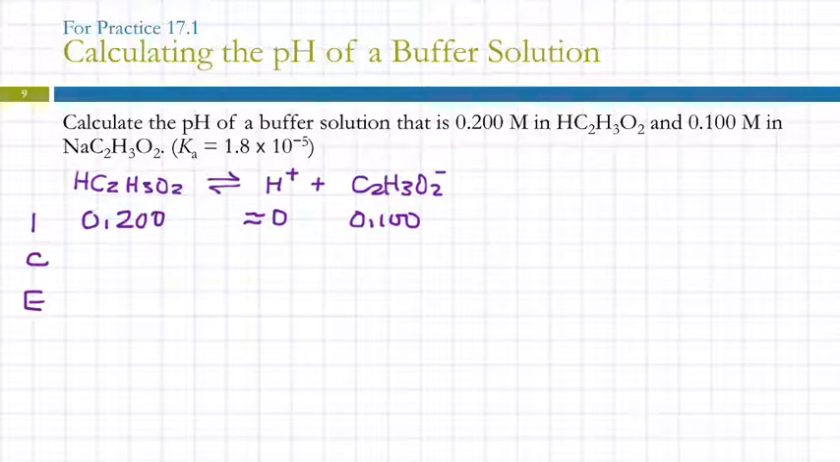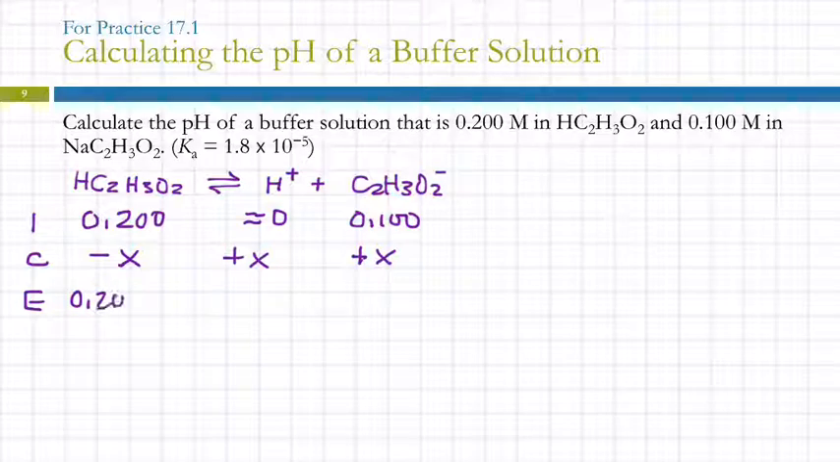It's the same stuff we were doing in chapter 16. So this reaction is going to go in the forward direction, and so we're going to lose some amount X from the acid. We're going to gain X in the hydrogen ion, and we're going to gain X for the acetate ion. So we get 0.20 minus X, and we've got X, and 0.10 plus X.